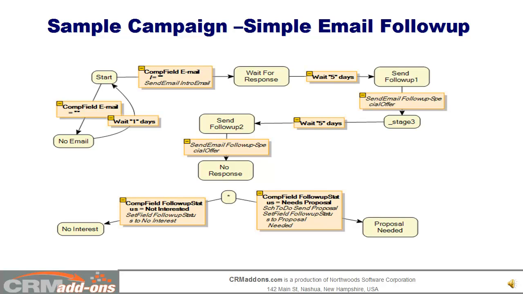If at any point the contact needs a proposal, then the emailing stops, or if at any point they become not interested, the emailing stops. So it's a very, very simple campaign that you could do. Once you get used to this language, this highly visual language, it becomes very easy to see what's going on and also to design your campaign, because you're going to be clicking to create these boxes and draw these arrows.